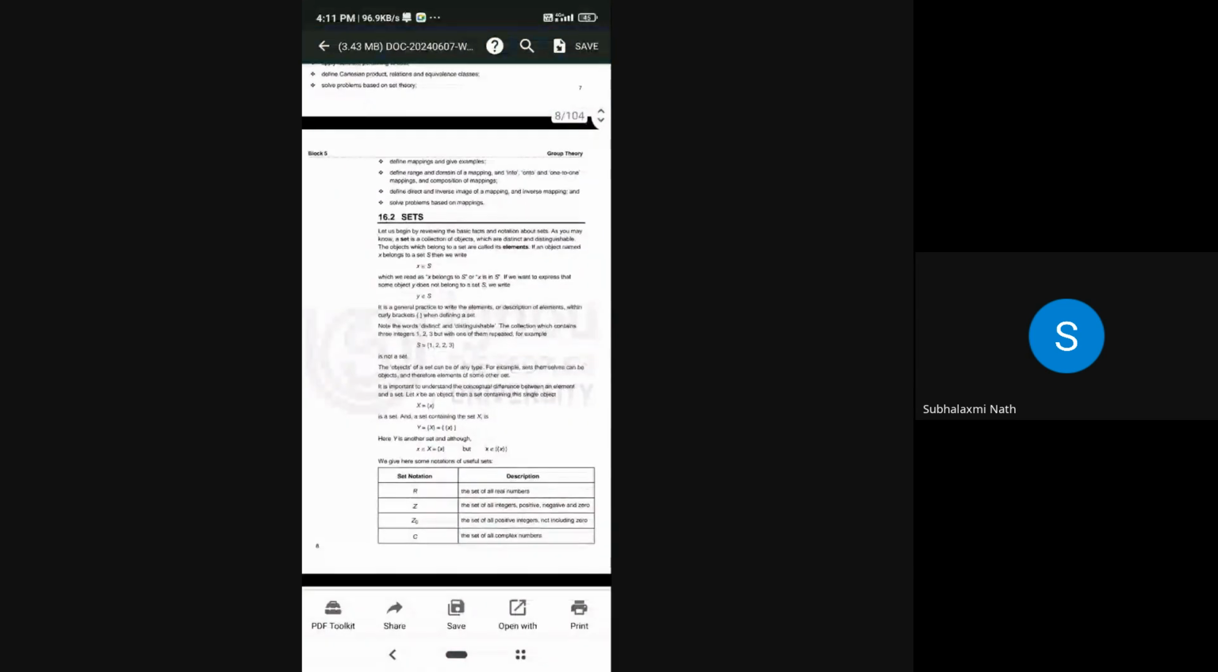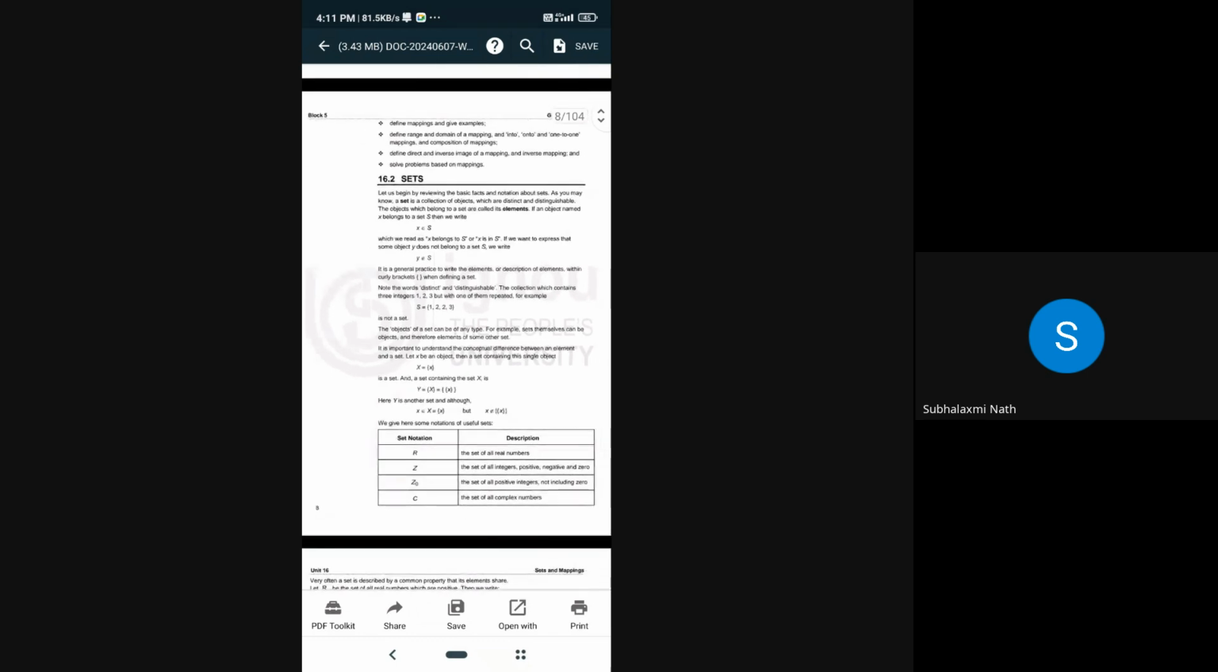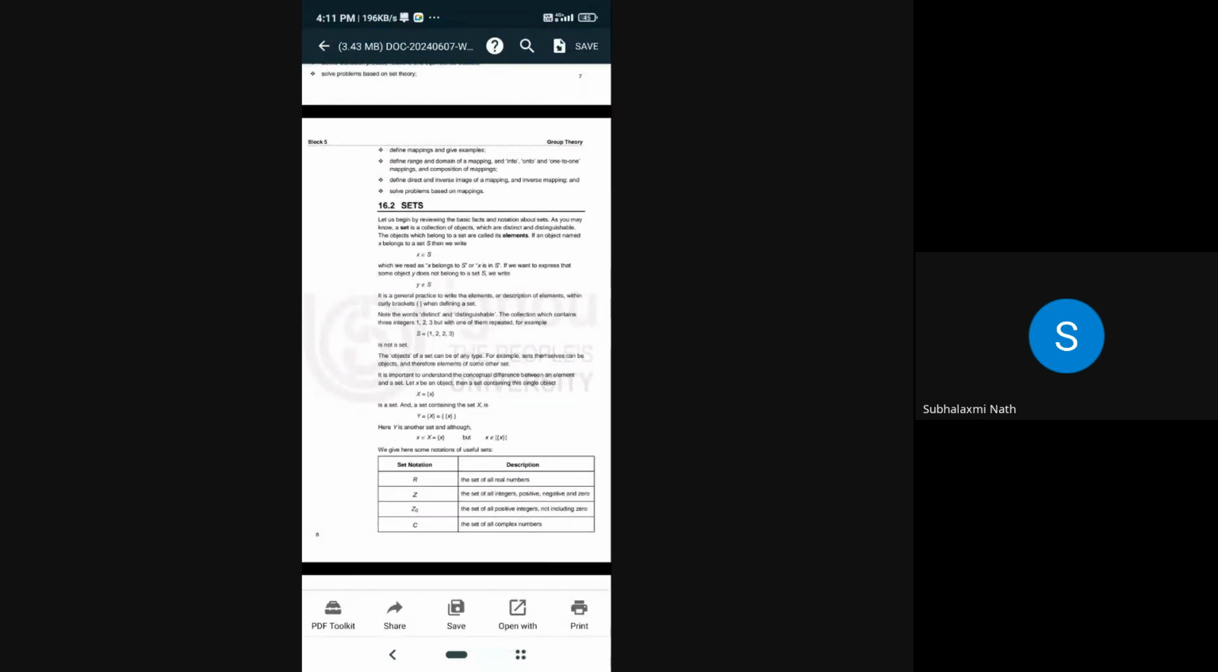So a set is a collection of objects which are distinct and distinguishable. The objects which belong to a set are called its elements. If an object named x belongs to a set capital S, then we can write x belongs to S, which we read as x belongs to S, or x is in S.